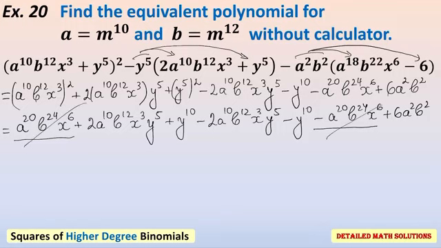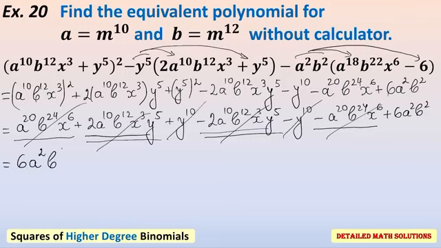The same way, the sum of 2a to the 10th b to the 12th x cubed y to the 5th and negative 2a to the 10th b to the 12th x cubed y to the 5th, these two terms cancel out. And lastly, y to the 10th and negative y to the 10th also cancel out because their sum equals 0. Therefore, what I have left is 6a squared b squared.